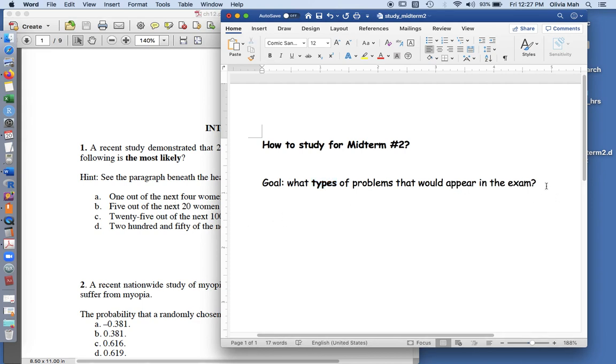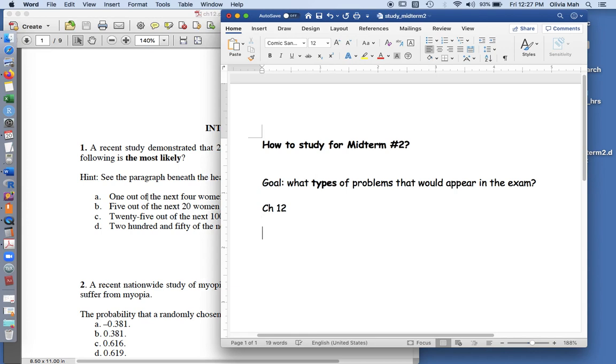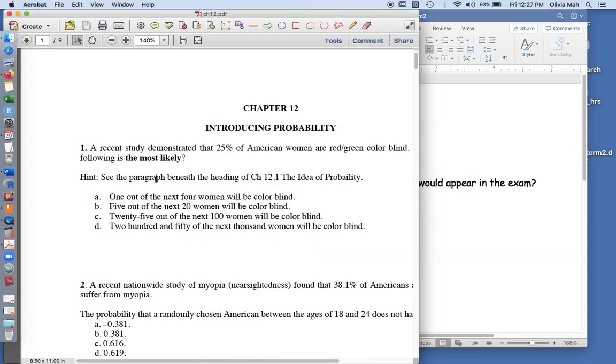So let's start with, let's say, chapter 12. So you look at your homework. So basically you use your homework as your guide. Now what do I mean by that? So you look at chapter 12. So let's say you go through the first question.